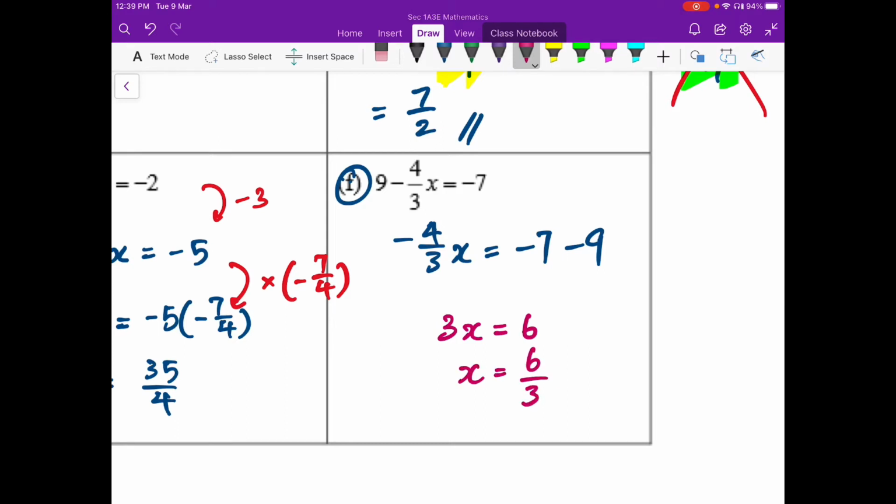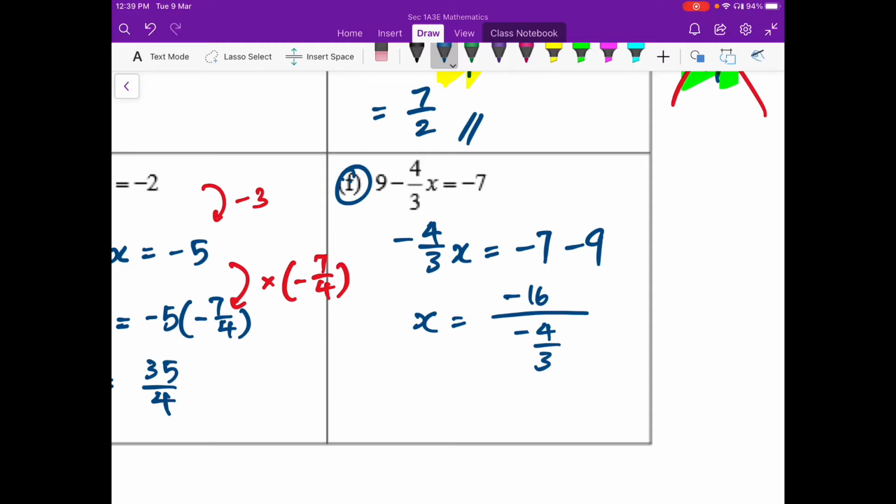For example, if I have, instead of 3x equals to 6, negative 2.5x equal to 6, just take 6 divided by negative 2.5. That's all that there is. Regardless of the coefficient, just divide it away. Okay? So that's what we're going to do. We are going to divide away this negative 4 over 3. So x is simply now negative 16 divided by negative 4 over 3.